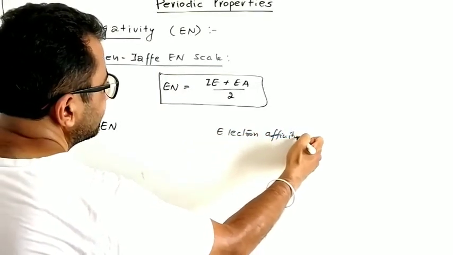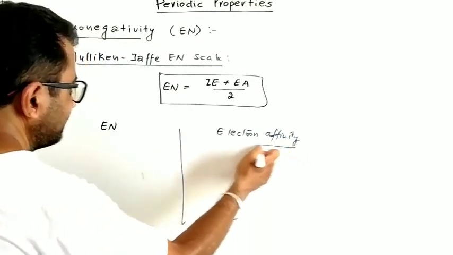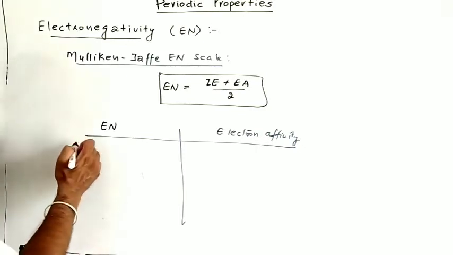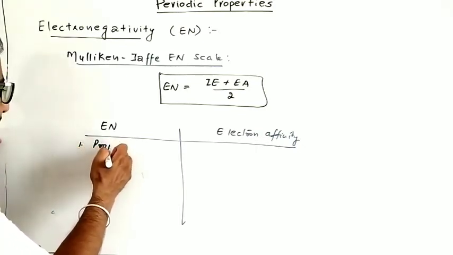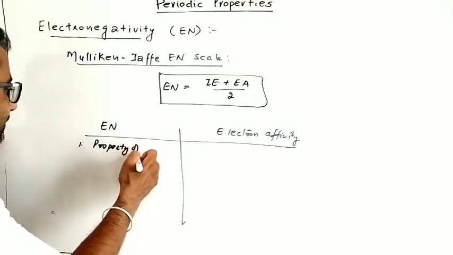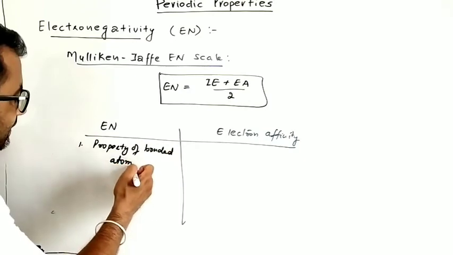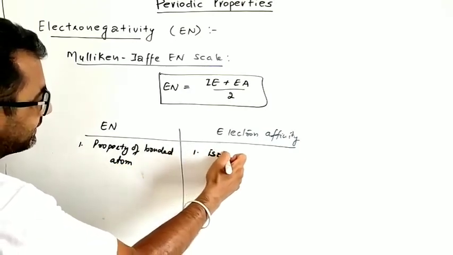For the school exam, you may be asked the difference between these two. So first, electronegativity is the property of a bonded atom. This is the property of an isolated atom.